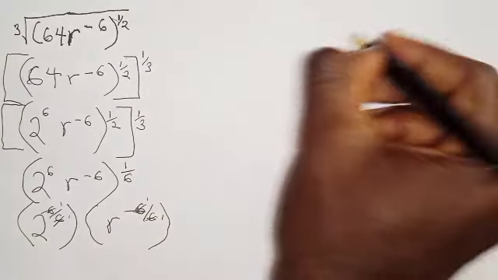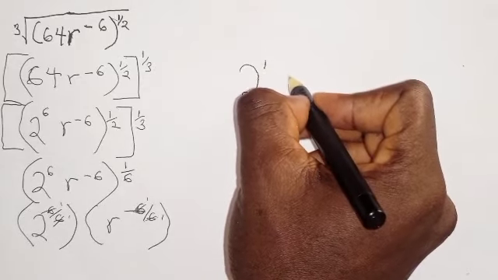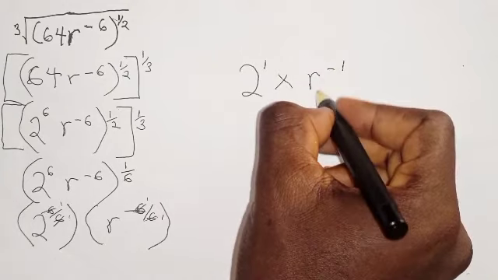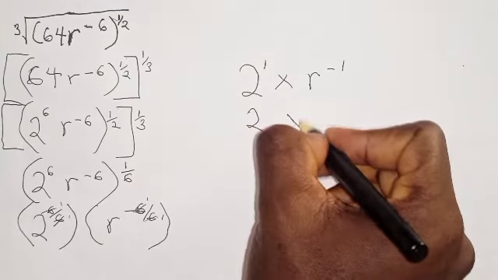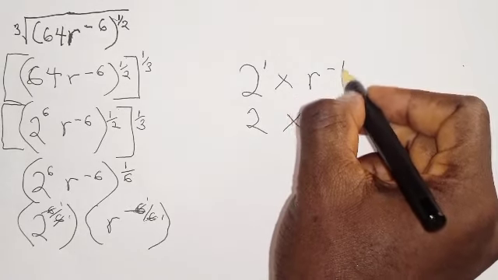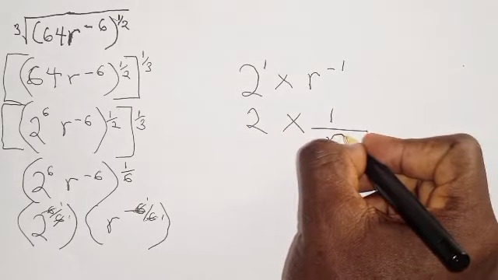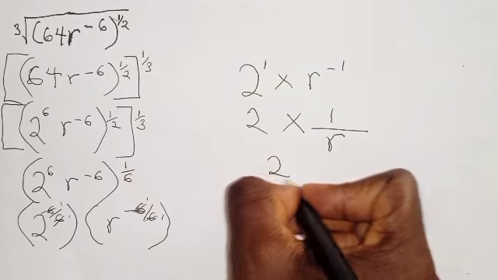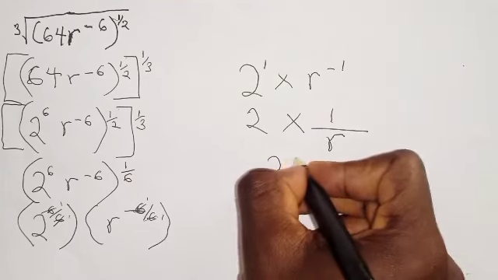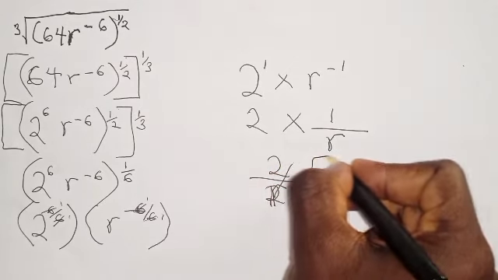So at the end of the day, what we have is 2 raised to power 1 times r raised to power minus 1. Remember one of the laws where we talked about negative powers? We said that we can simply take off the negative sign and it becomes a reciprocal of that number. So this is what we have. So our final answer is simply 2 over r. Sorry, let me strike this off here. 2 over r is our final answer.